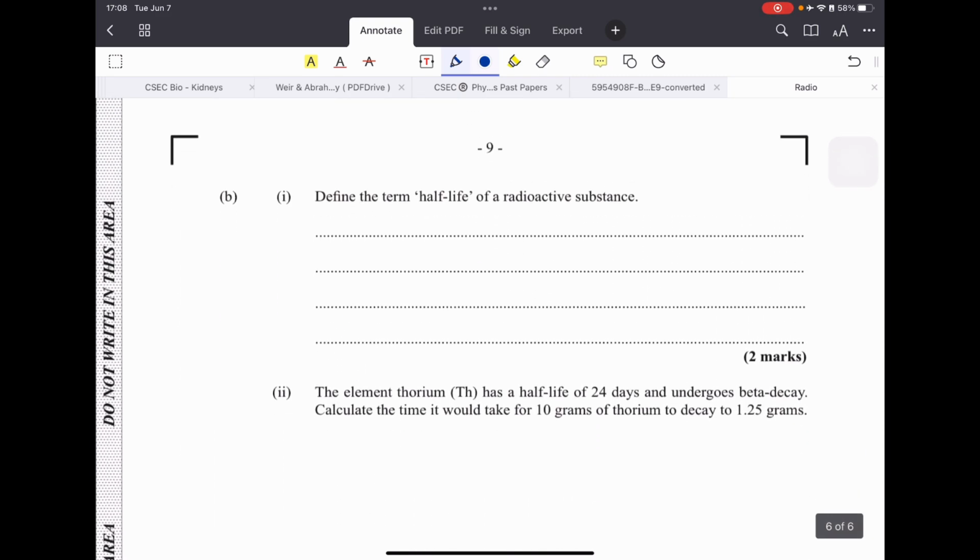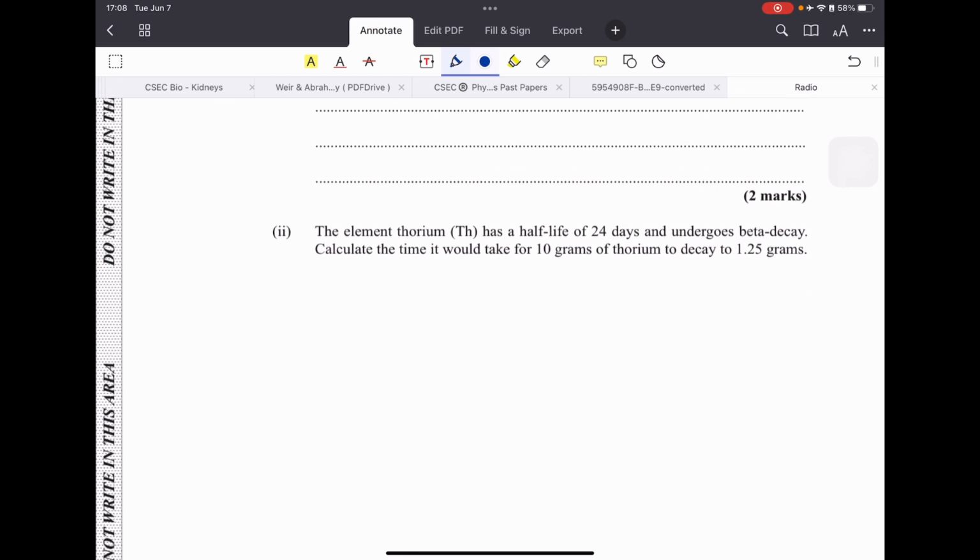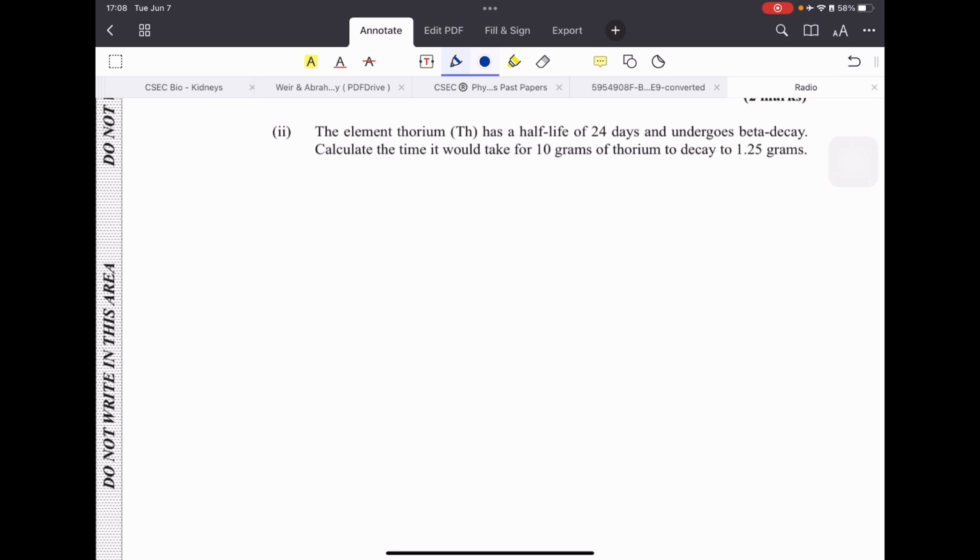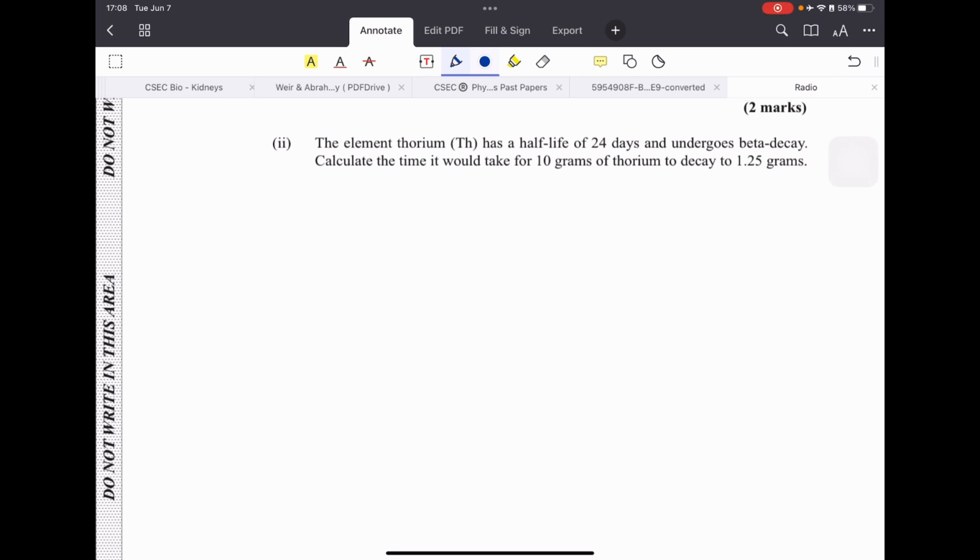Right, and again, you have the half-life definition where you could get anywhere, and I'm going to confuse you further. And we have a half-life calculation here. So the element thorium has a half-life of 24 days and undergoes beta decay. Calculate the time it would take for 10 grams of thorium to decay to 1.25 grams.